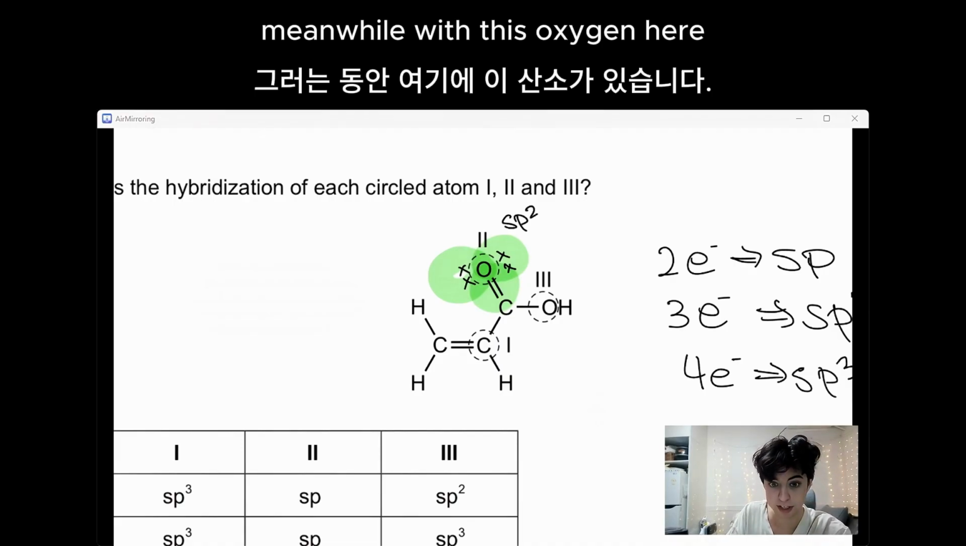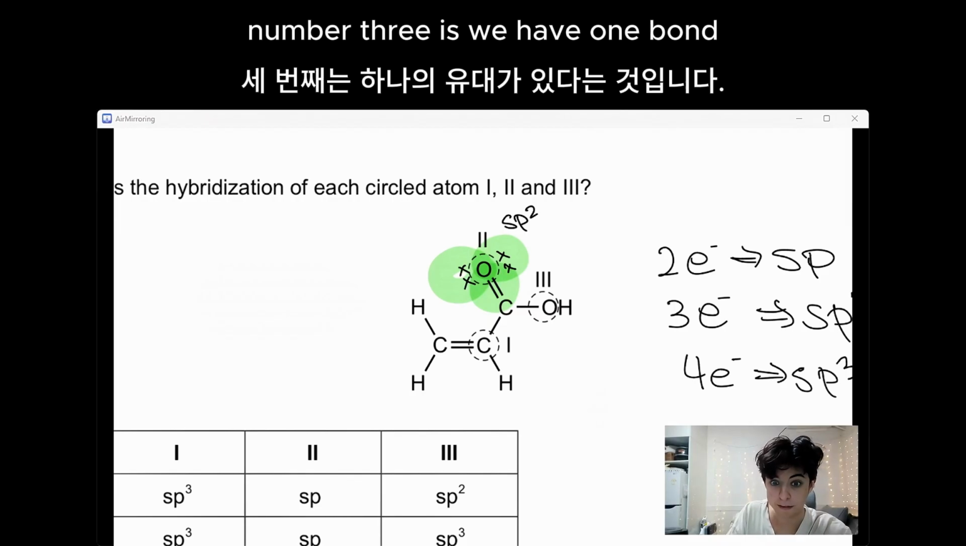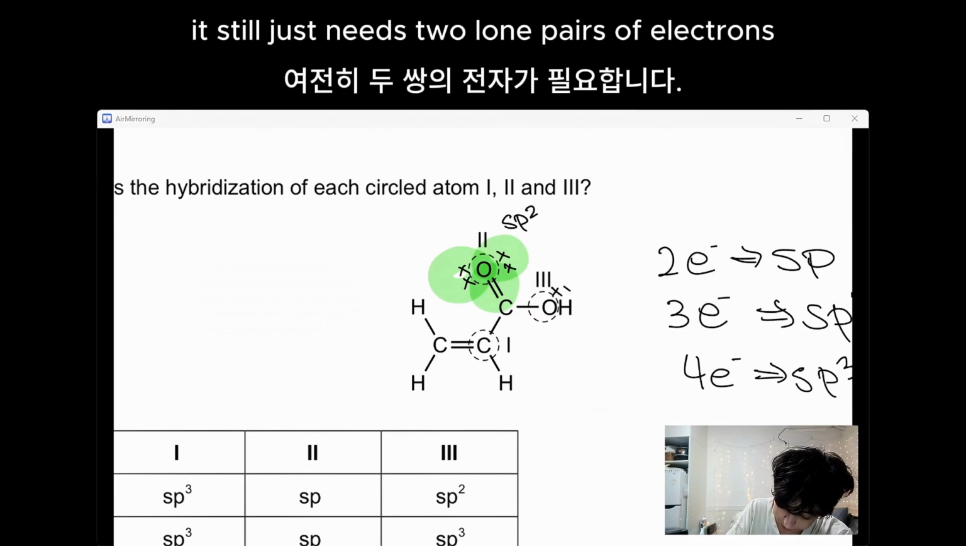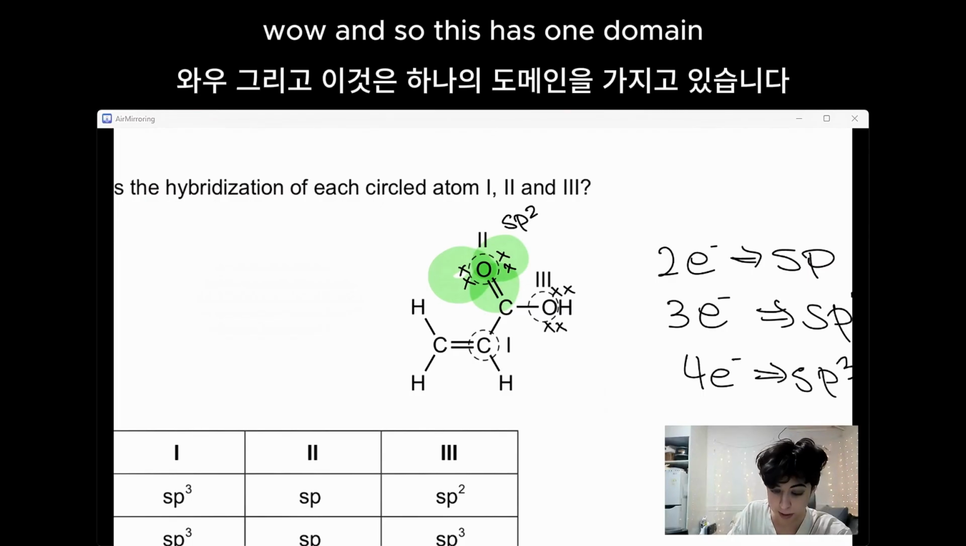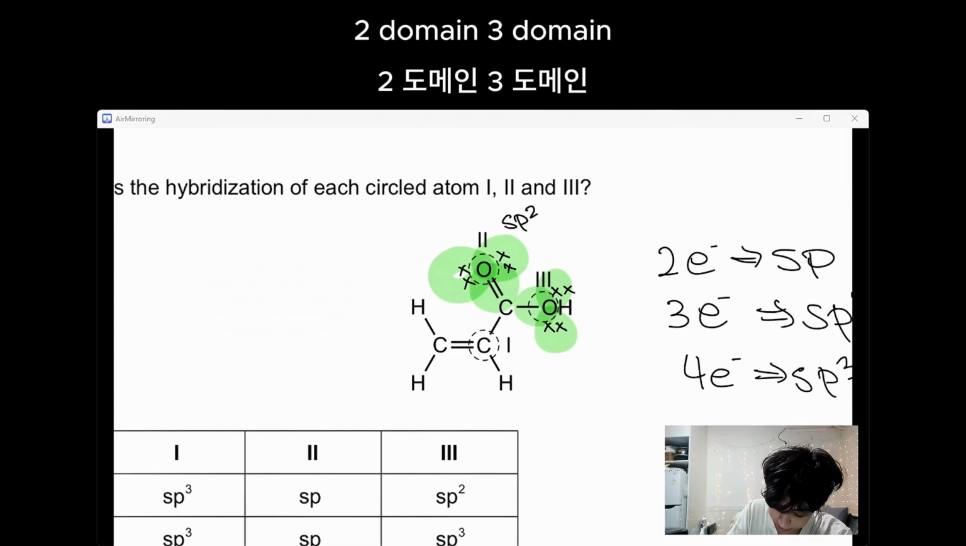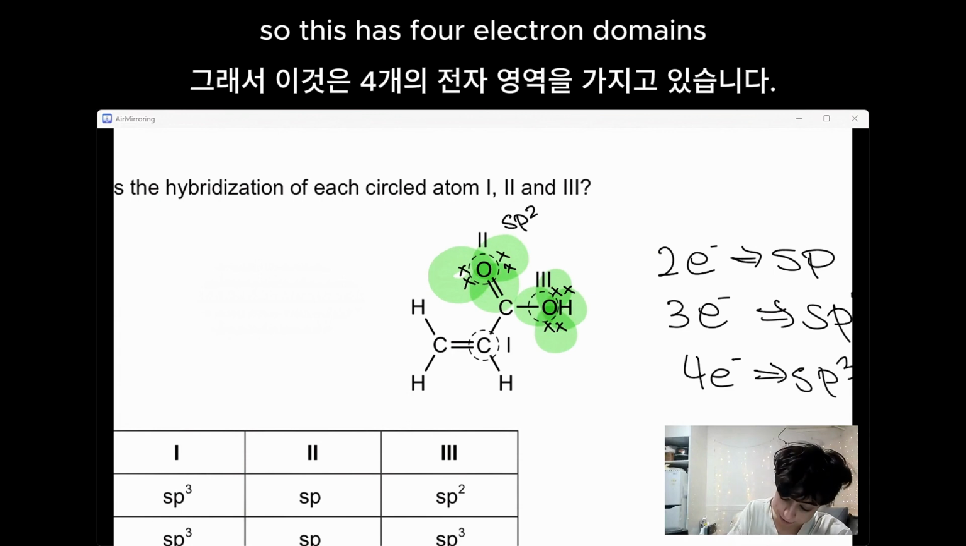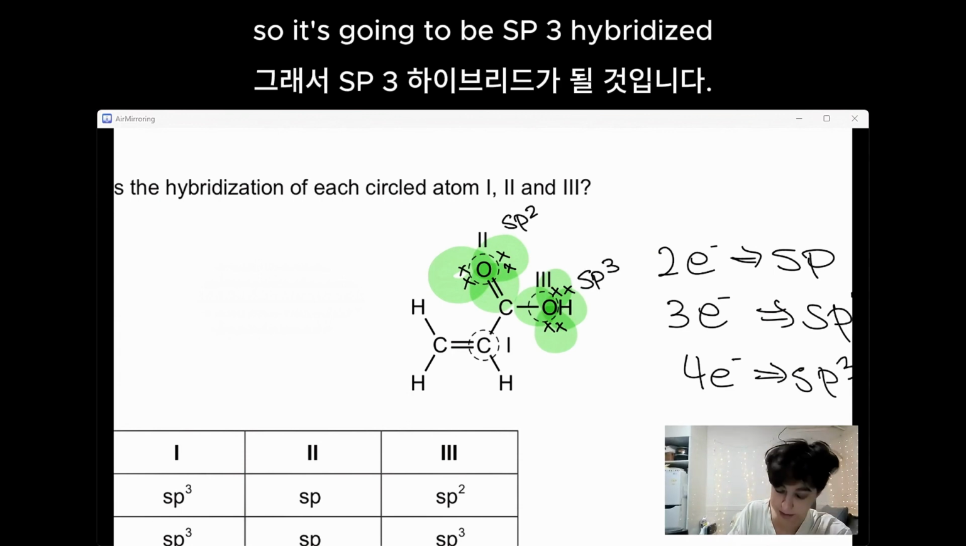Meanwhile, with this oxygen here, number 3, we have 1 bond, 2 bonds. Once again, it still just needs 2 lone pairs of electrons. And so this has 1 domain, 2 domains, 3 domains, and that OH bond is also a domain. Okay, so this has 4 electron domains, so it's going to be sp3 hybridized.